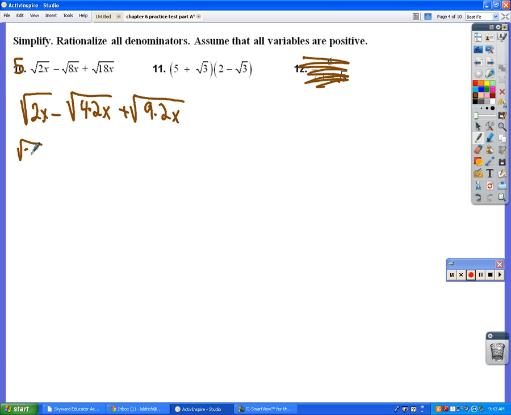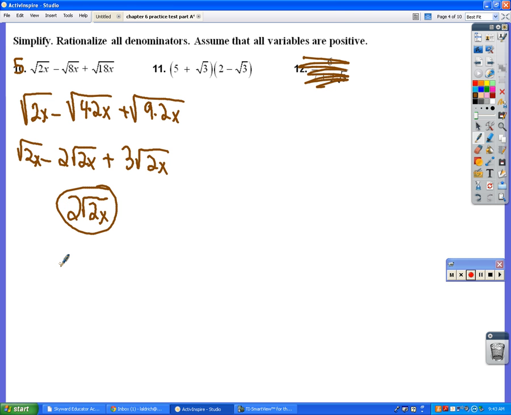Then, since I know the square root of 4 is 2, I can pull that out. So that's going to be 2 times root x. Plus, I know the square root of 9 is 3, so I can pull that out. So that's 3 times the square root of 2x. And now that they're all root 2x's, I can do the math. One of these minus 2 of them plus 3 more gives me a final answer of 2 root 2x. Okay? Okay, any questions about that?